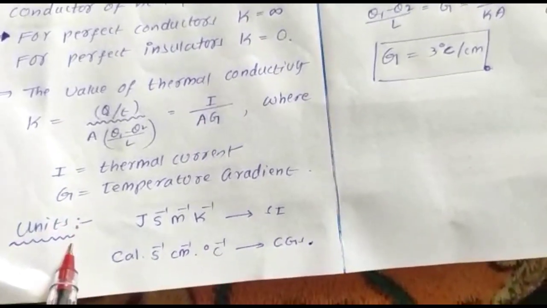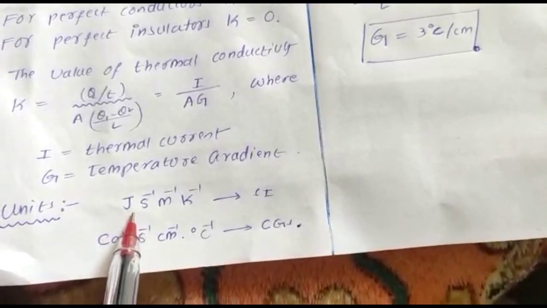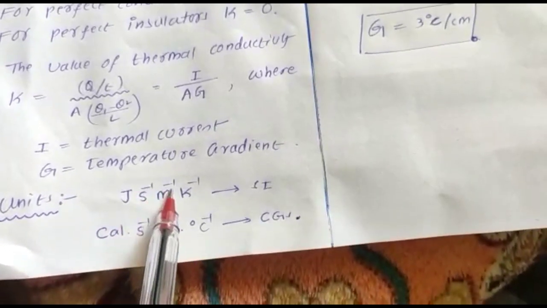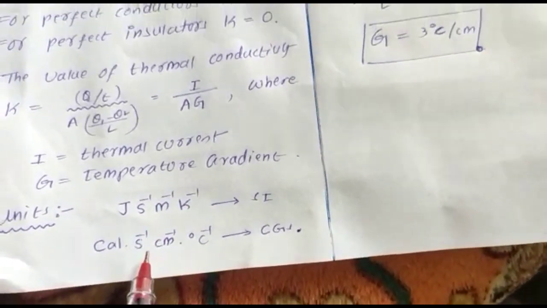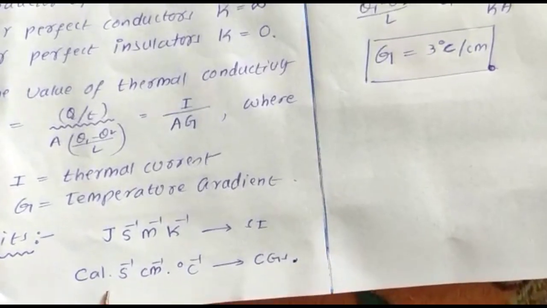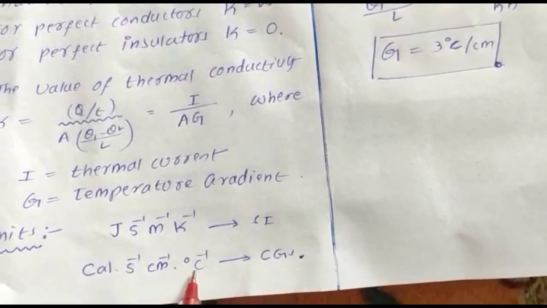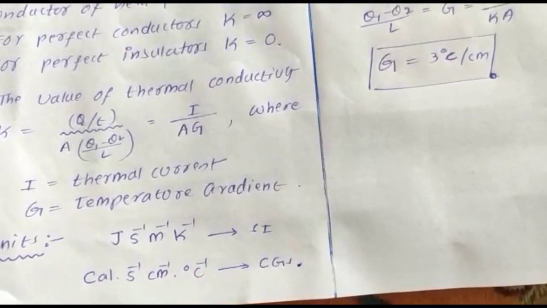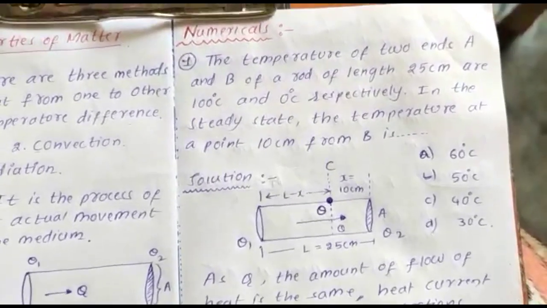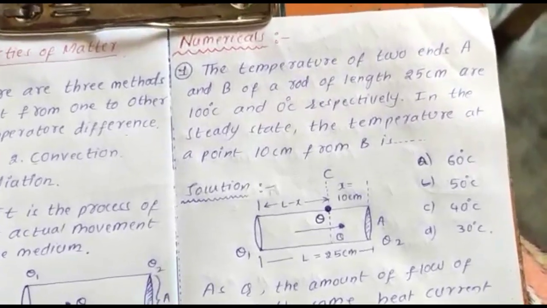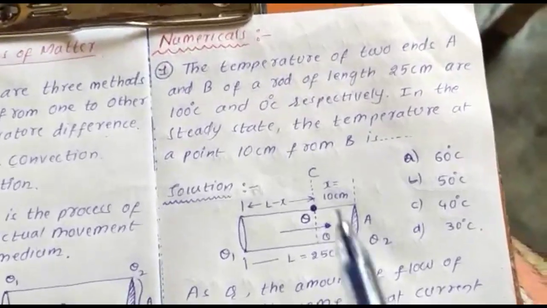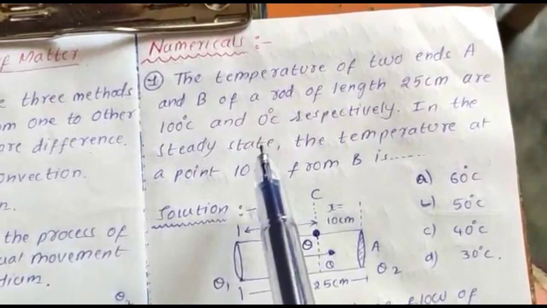Now the units of thermal conductivity in the SI system are joule per second per meter per Kelvin, whereas in the CGS system the value is calorie per second per centimeter per degree Celsius. Now dear students, let us discuss some problems on this concept.